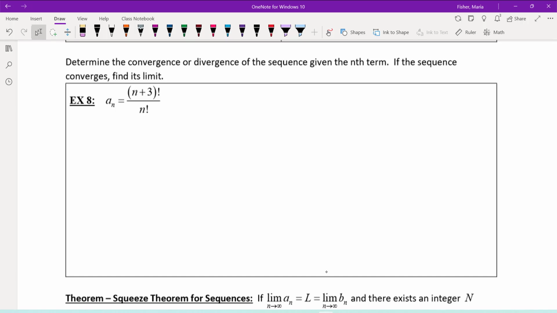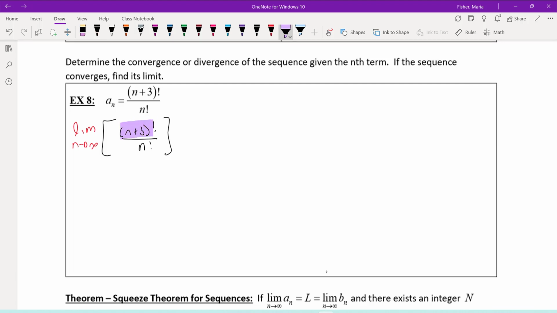Let's do number 8, where we're determining if this sequence converges or diverges. If it converges, we're finding its limit. Well, how do I do that? I have to take the limit as n goes to infinity of this n plus 3 factorial all over n factorial. Well, I don't really know how to handle this with factorials, so what we actually want to do is simplify this ratio first and then try to find the limit.